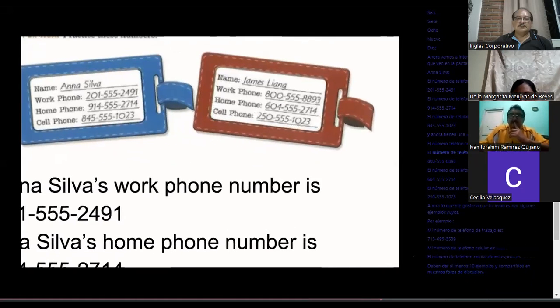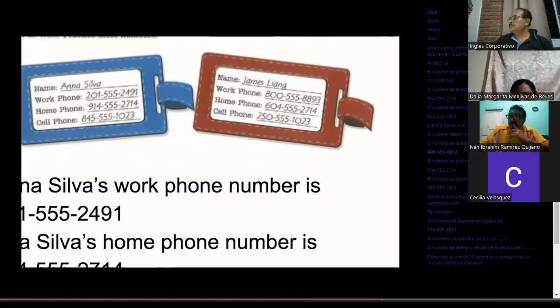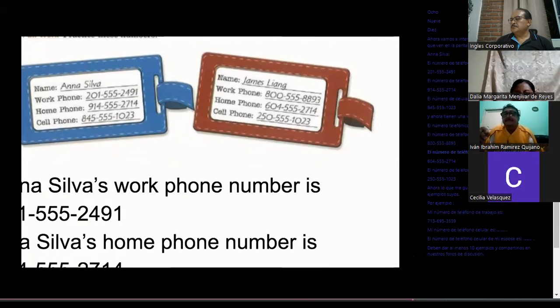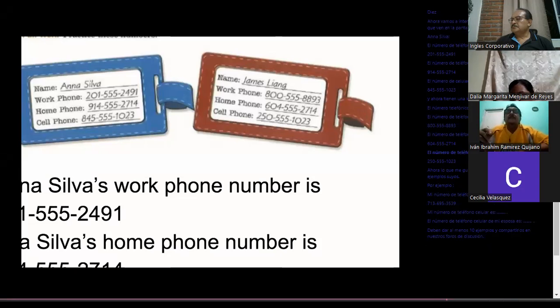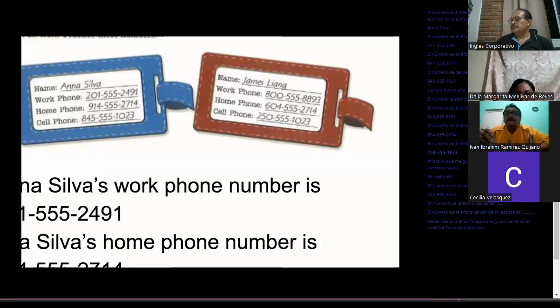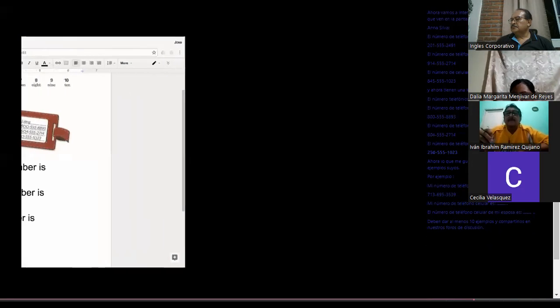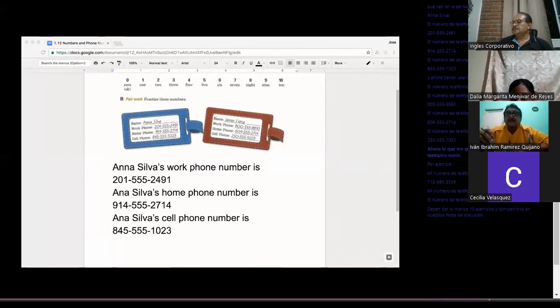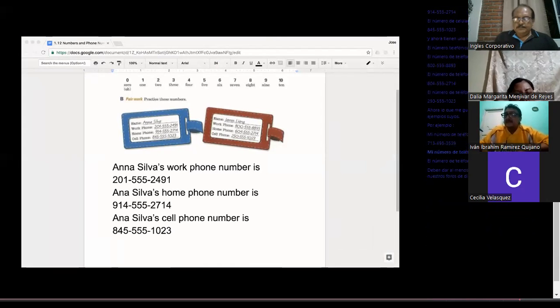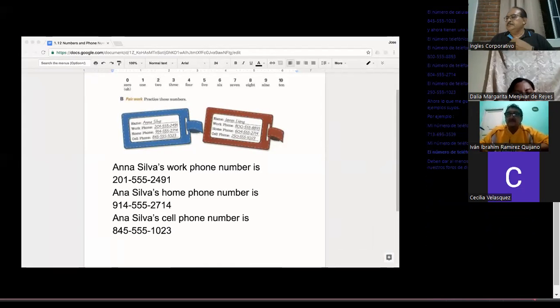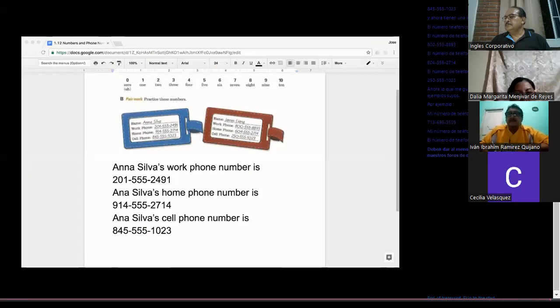James Lang's work phone number is 800-555-8893. James Lang's home phone number is 604-555-2714. James Lang's cell phone number is 250-555-1023. Now, what I would like for you to do is to give some examples of your own. For example, my work phone number is 713-695-3539. My cell phone number is, my wife's cell phone number is. You should give at least 10 examples and share them in our discussion forums.